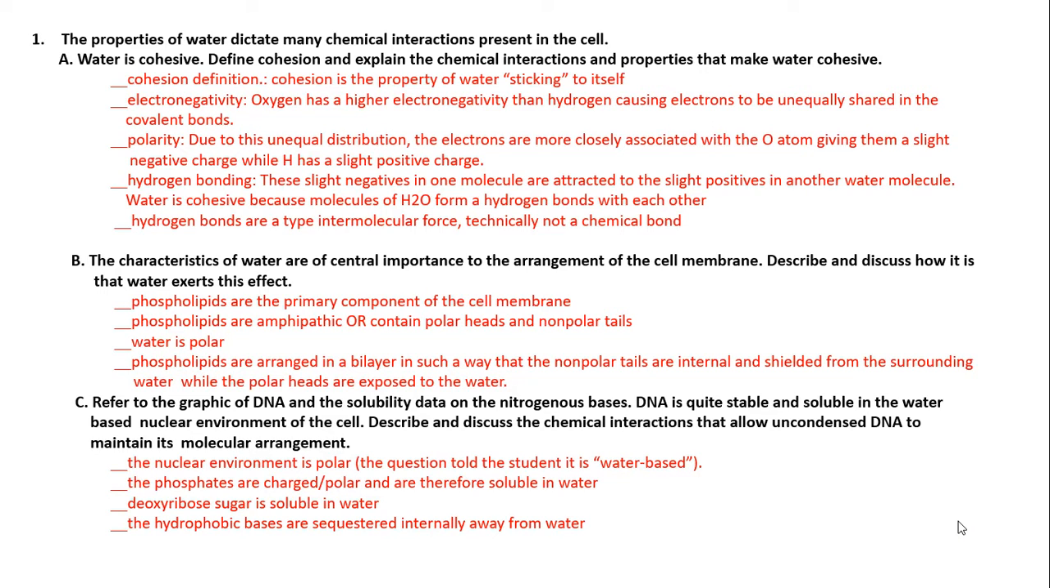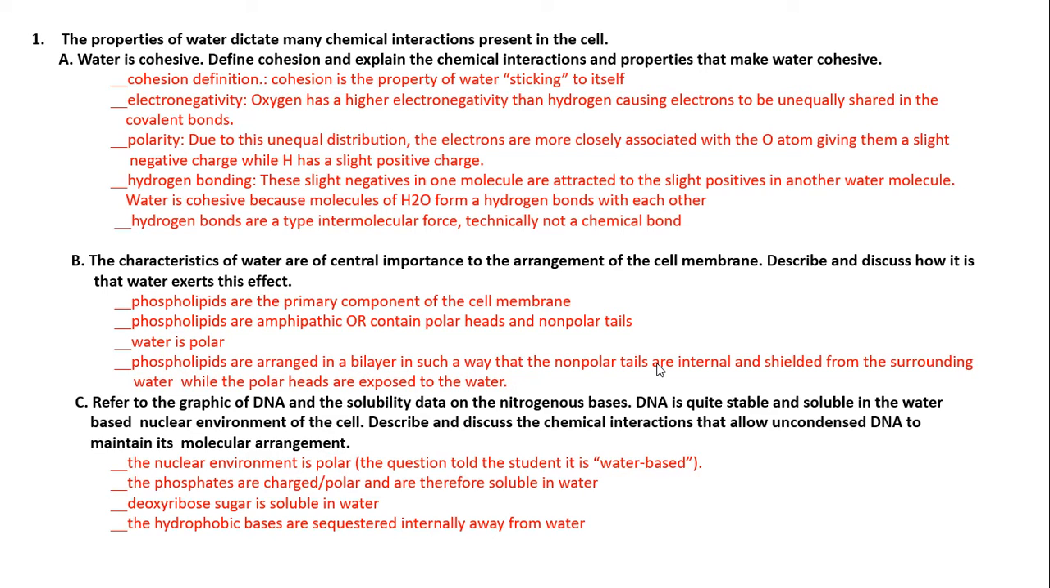The second part, part B, was also 4 points. They wanted you to describe and discuss how water exerts the effect of the arrangement on the cell membrane. So we know phospholipids form membranes and they're amphipathic, which means that they have a polar and a nonpolar end. Because water is polar, when you put phospholipids in an aqueous solution, they orient themselves so that the nonpolar tails point inward. Okay, this is this last bullet, and they are internal, and they're shielded from the surrounding water, right? And the polar heads turn themselves outward, so they're exposed to the water, so that they can create a bilayer. Okay, where the heads are on the outside facing the water, tails are on the inside.